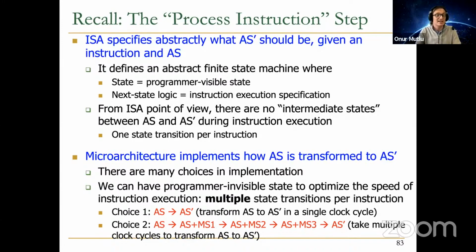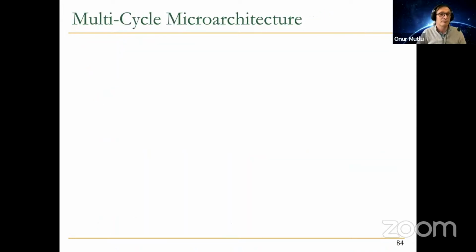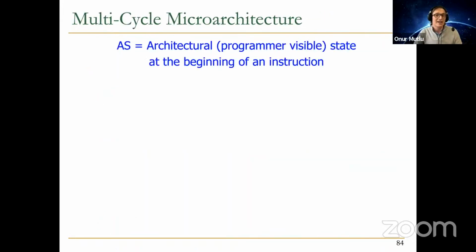If the common case is the instruction that takes, I don't know, 25 cycles, you focus on that. If there are multiple common cases, you focus on both of them, as opposed to focusing on the worst-case instruction, which takes lots of memory access, as we discussed earlier. Okay, so a multi-cycle microarchitecture basically does this.